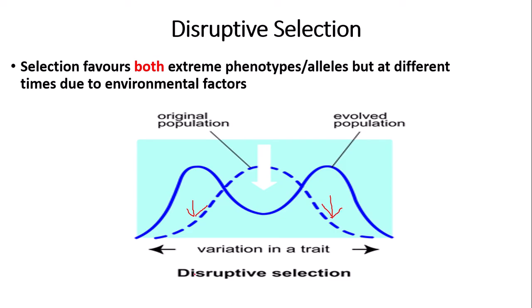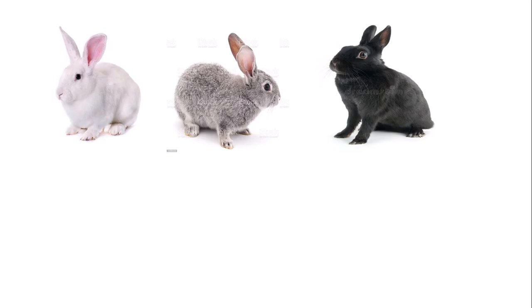So the allele frequencies of these phenotypes will increase over time. So the evolved population will produce this kind of M-shaped curve, because the frequency of individuals with the average phenotype is decreasing, and the frequency of individuals with both extreme phenotypes increases over time.